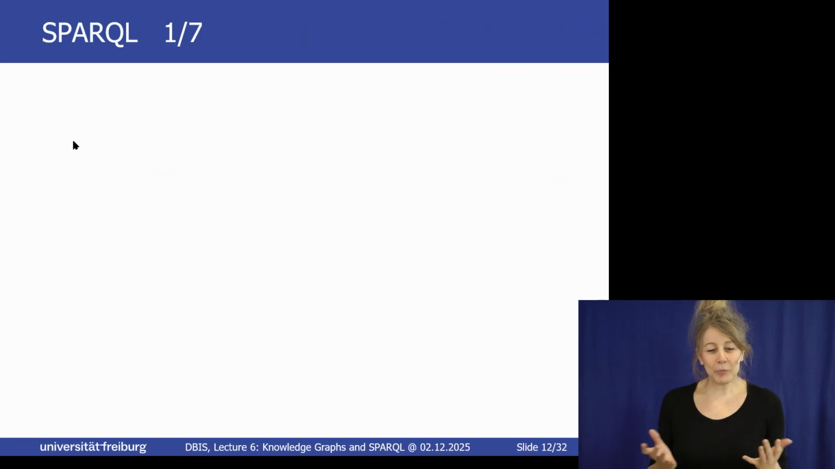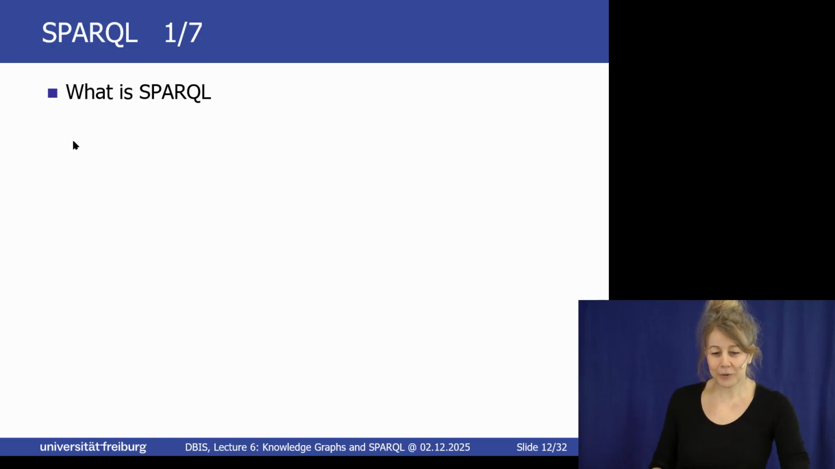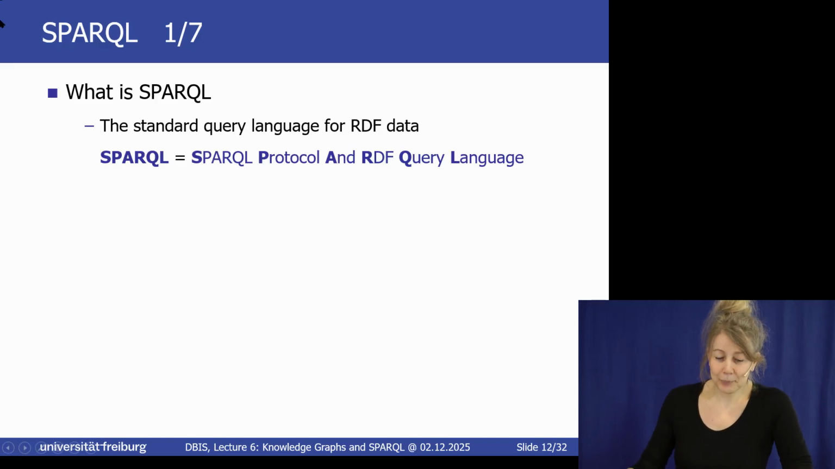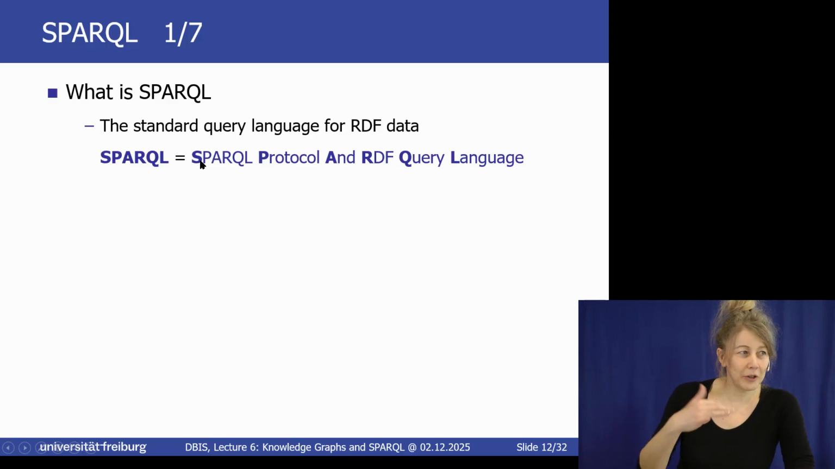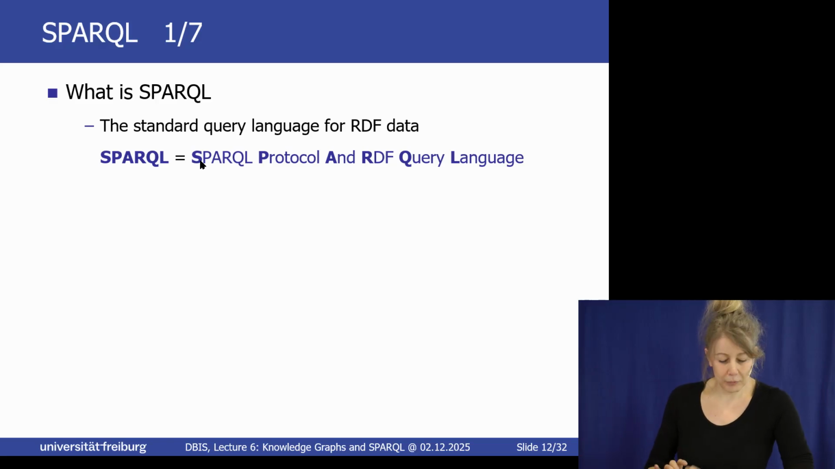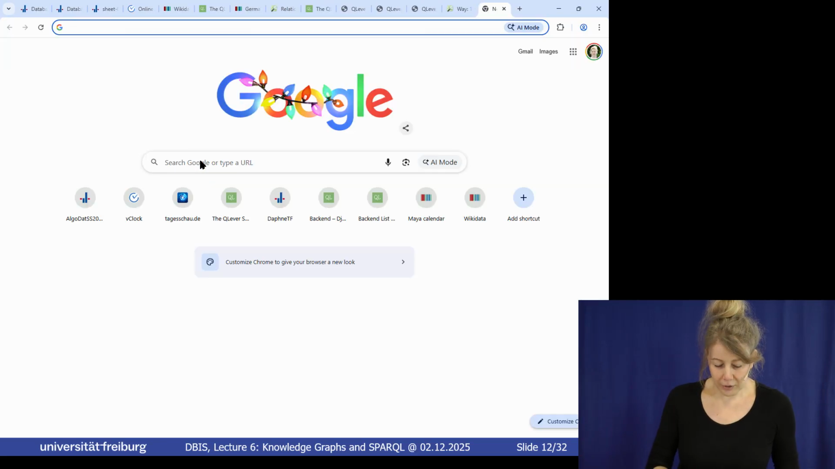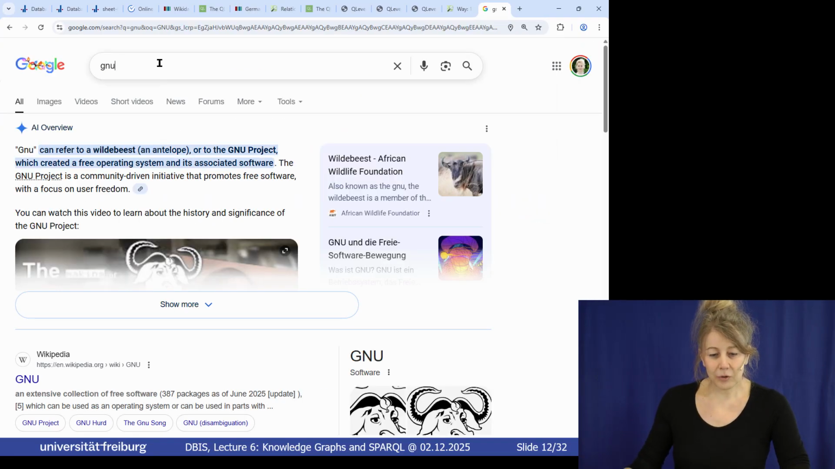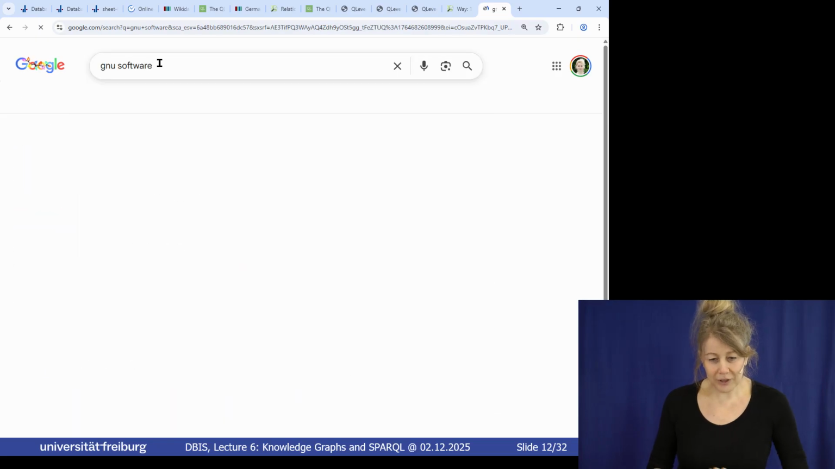Okay, so a bit more about SPARQL, the query language. The S in SPARQL stands for SPARQL. It's a so-called recursive acronym, one of these typical computer scientist jokes, like GNU, maybe you know GNU. The G in GNU stands for GNU, right? So GNU was this early initiative all about GNU software.